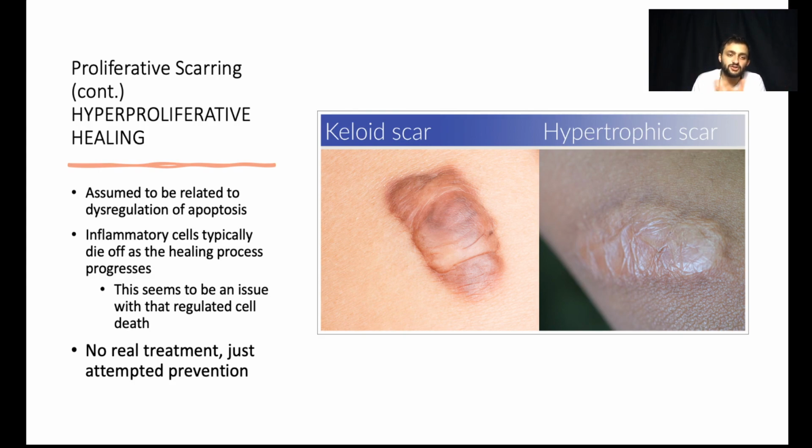So there really is no treatment because, to be honest with you, our understanding of it is present but not thorough. So there's no real treatment, just attempted prevention. So we attempt to prevent it by trying to minimize protein synthesis. We might do steroidal injections into the scar to minimize fibroblast proliferation, angiogenesis, and collagen deposition. So that is pretty much it for this section of these tutorials.